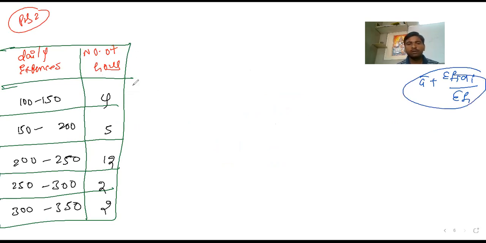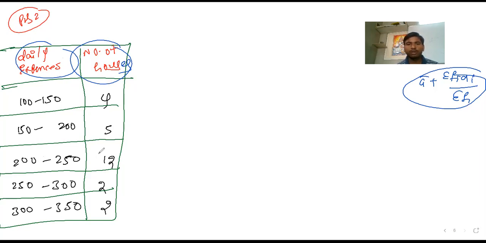First of all, this is daily expenses, this is the class, and this is the number of houses. For example, daily expenses of 100 to 150 rupees: 4 houses in our village. 150 to 200 rupees is regular expense for 5 houses. For 200 to 250, 12 houses. And 2 houses for the next range. This is the question they mentioned.